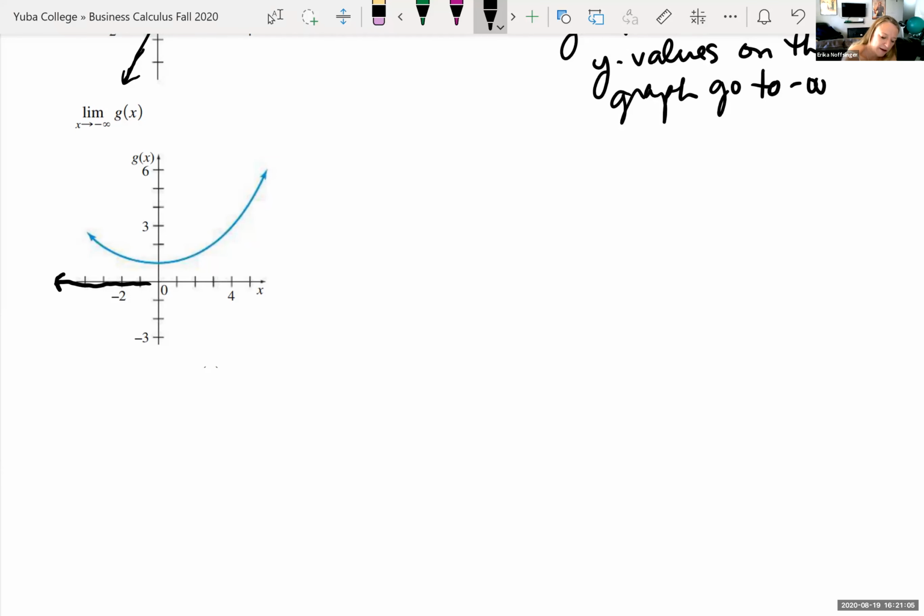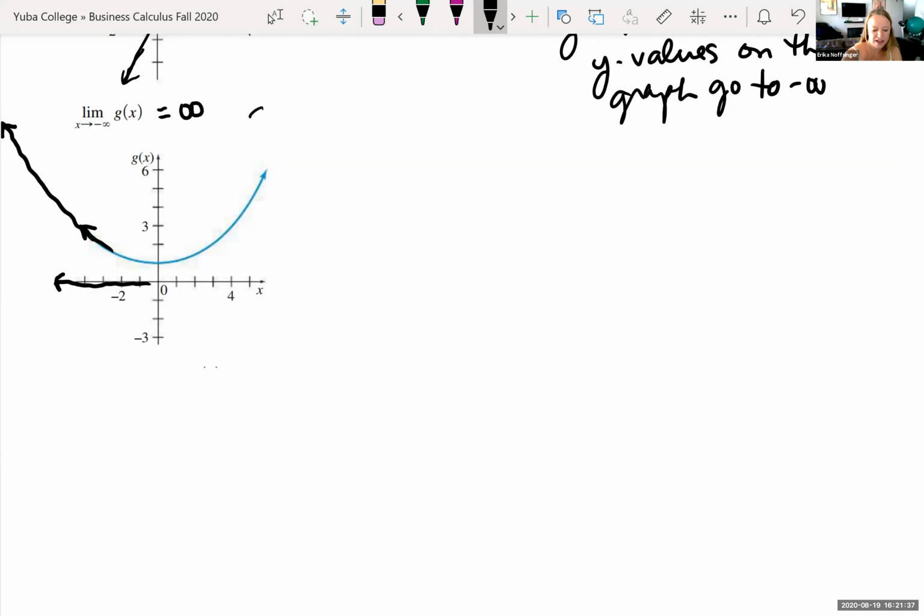Well, notice this graph has an arrow. Again, that means that's the direction it's going to head forever. And so what y value is that going towards? Is it going towards any y value? This is going this way forever. So it's not getting closer and closer to a particular y value. It's going to positive infinity, right?